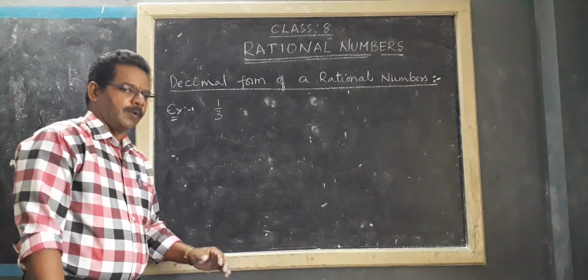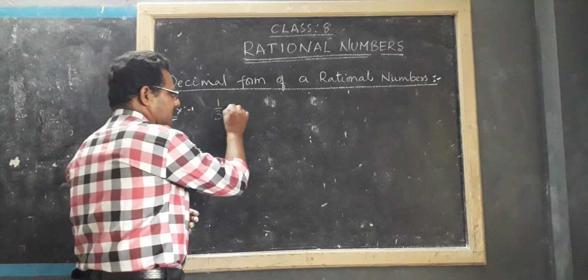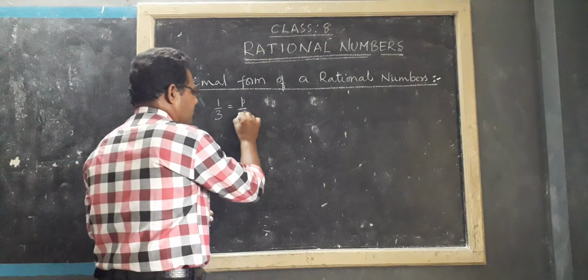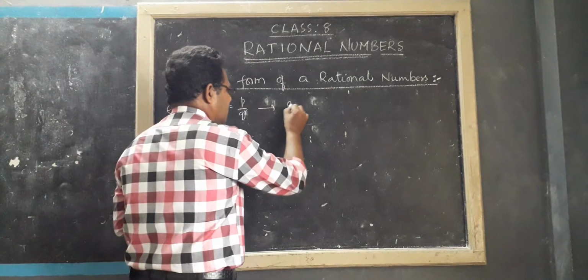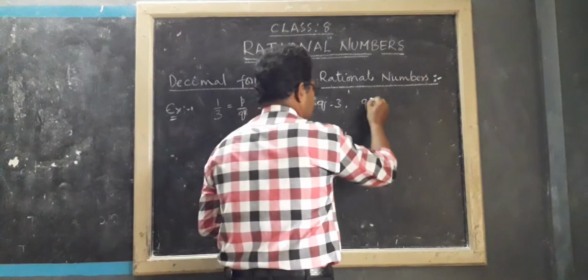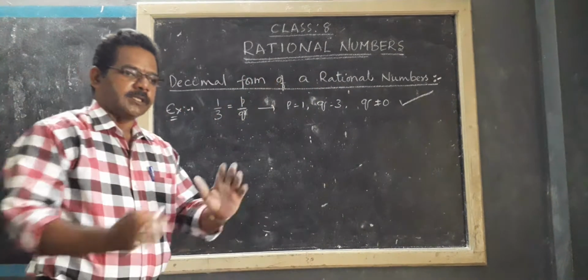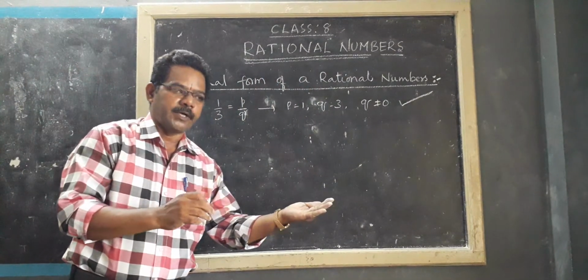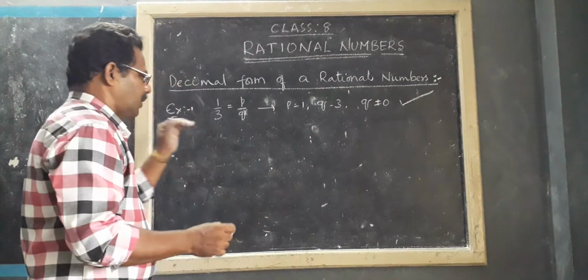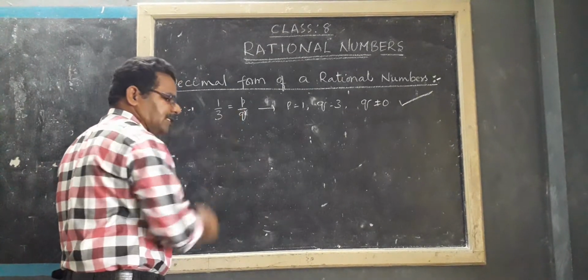So we can take one more example, that is 1 by 3. 1 by 3 is a fraction number and it is in the form of P by Q, where P is equal to 1, Q is equal to 3, and Q is not equal to 0. So it is a rational number. This rational number we are going to convert into decimal form. How to convert? 1 by 3: 1 is the numerator and 3 is the denominator.